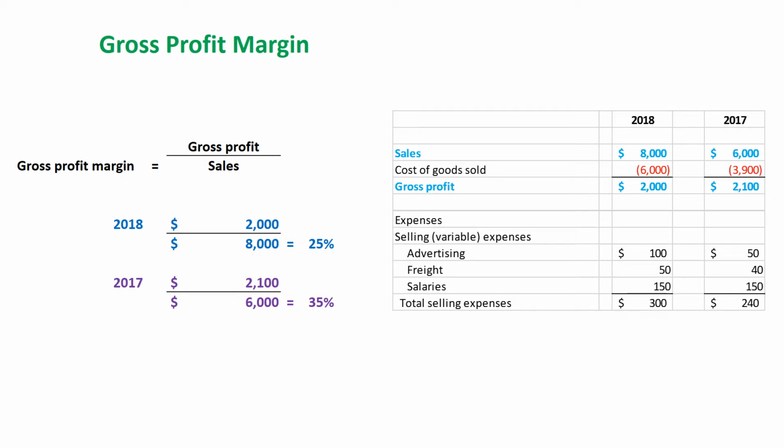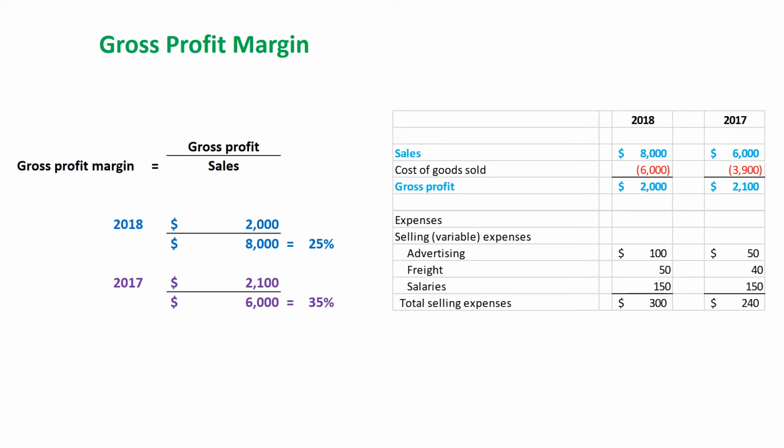Profitability analysis. A profitability analysis will measure the ability of a business to make a profit. Gross profit margin. The gross profit margin indicates the percentage of each sales dollar remaining after a business has paid for its goods. Gross profit margin equals gross profit over sales. The higher the gross profit margin, the better.